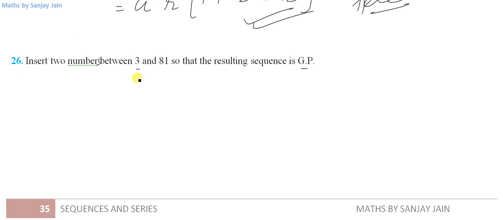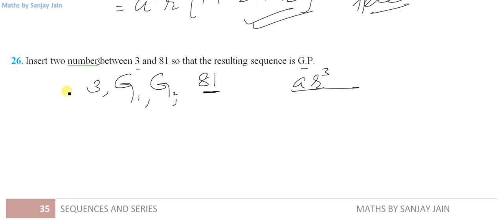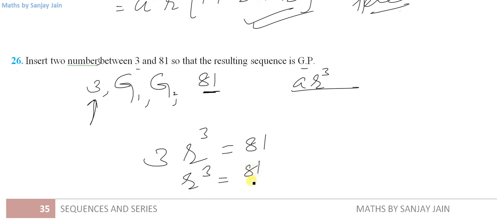concept that we need to follow of geometric progression, so we will write this like this: 3, G1, G2, 81. Let the two numbers be G1 and G2. So this is the fourth number, 81, right? So what is the fourth number? A r raised to power 3. So what is A? A is 3. R raised to power 3 is equal to 81. So what is R raised to power 3? It is 81 by 3, which is equal to 3 raised to power 3, right? That gives me R equal to 3.